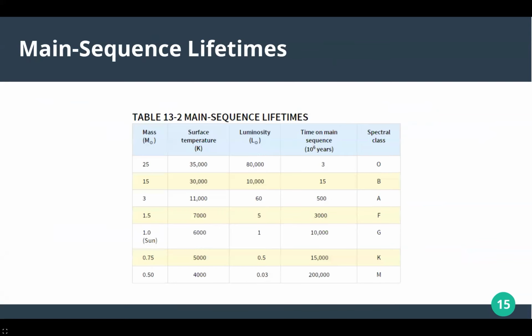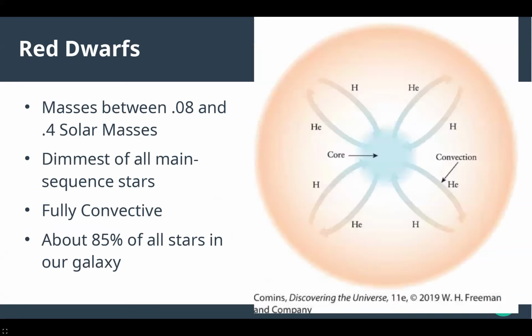You should take some time on your own to look at these different surface temperatures, luminosity, time on the main sequence, and spectral classes for different solar masses of main sequence stars. Masses between 0.08 and 0.4 solar masses become red dwarfs.